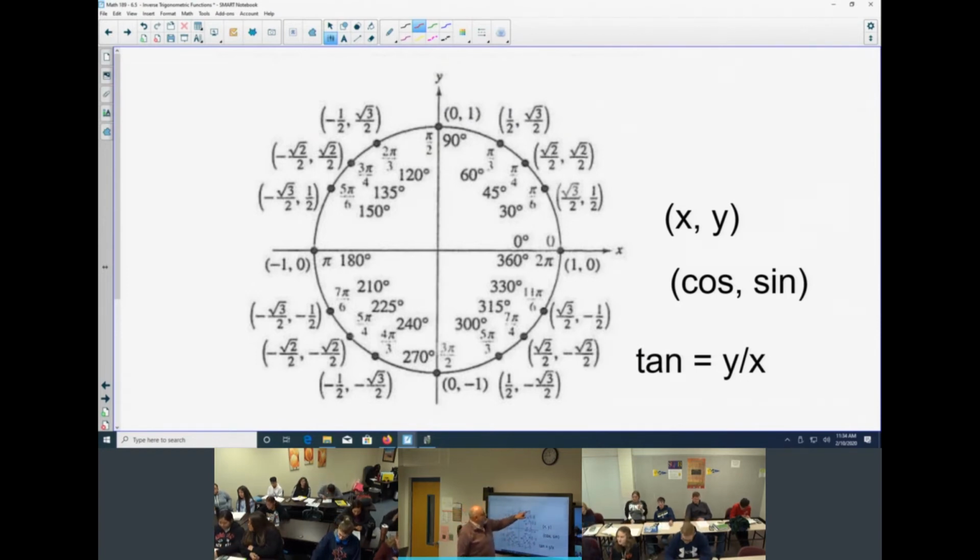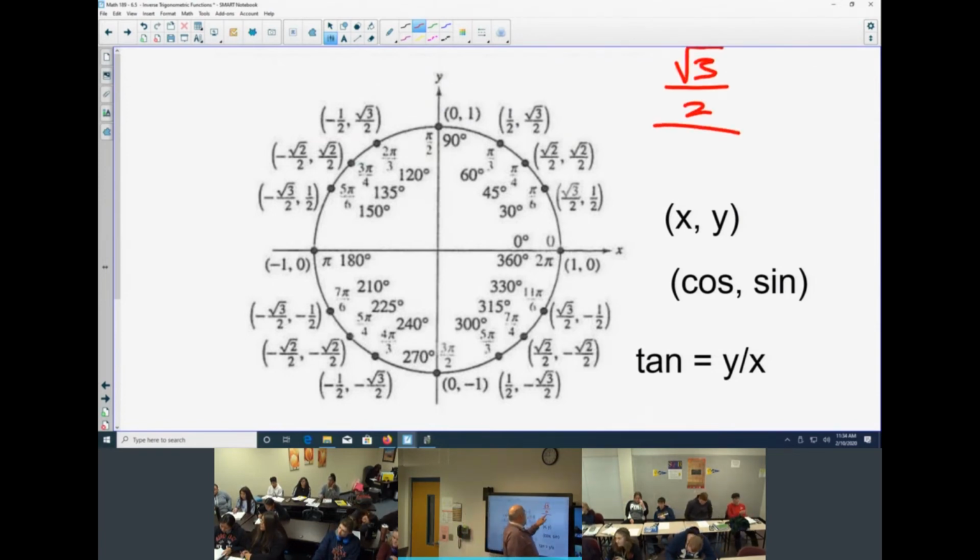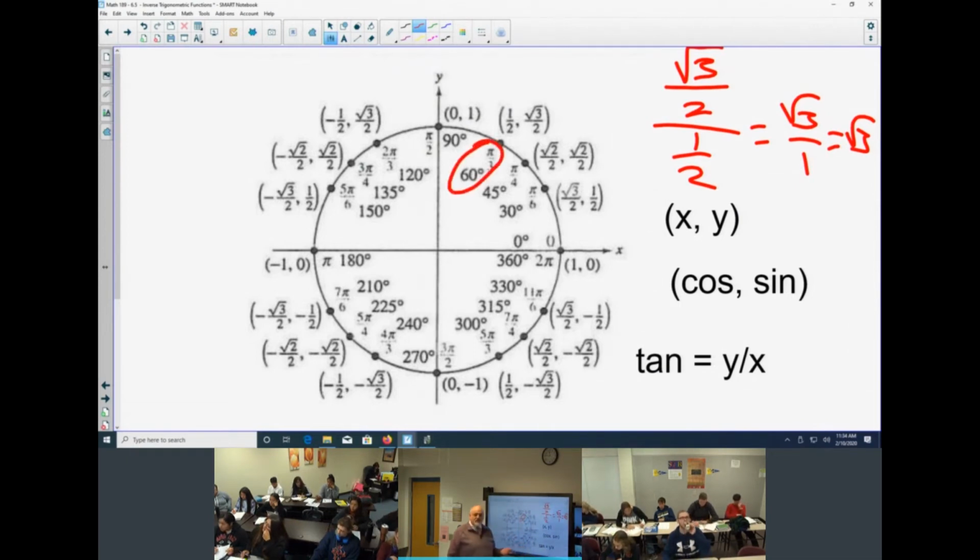Because see, let's just write it out here. It would be radical 3 over 2 divided by 1/2. Well, the 2's cancel, so that would give you radical 3 over 1, which would simplify to just radical 3. So the answer is 60 degrees or pi thirds. Now you might say, well, which is it? Well, it's whatever you want it to be. If you want the angle in radians or degrees, that's typically your choice. Or if I'm writing the quiz, it's my choice.